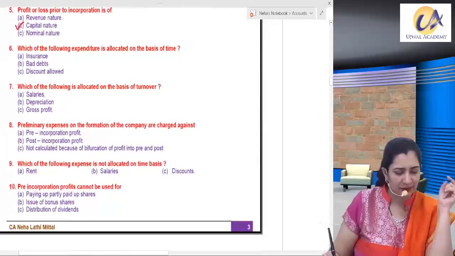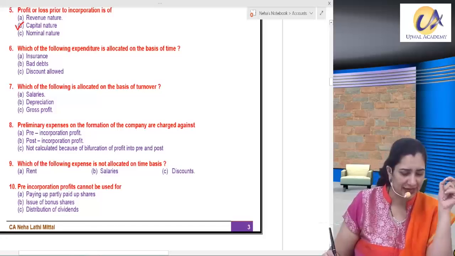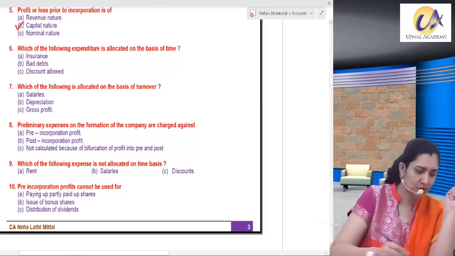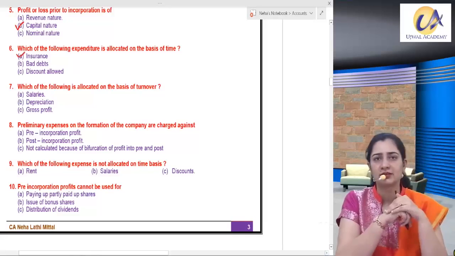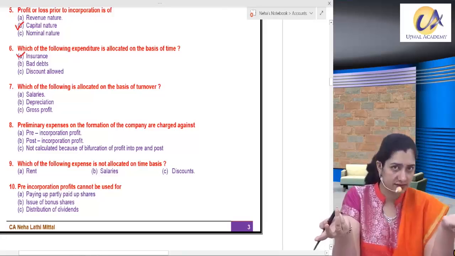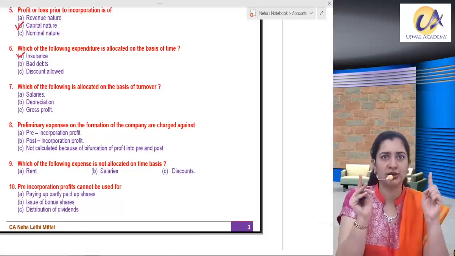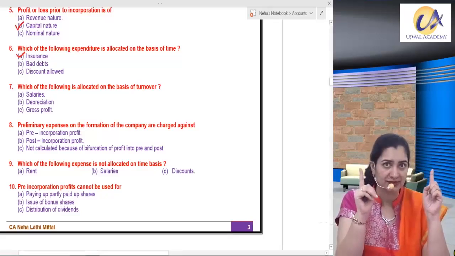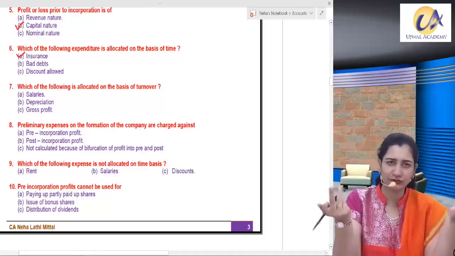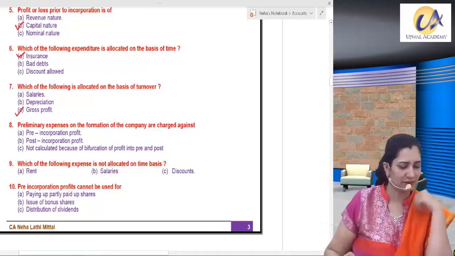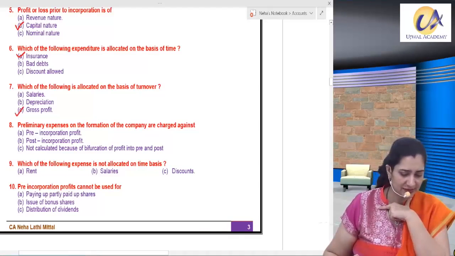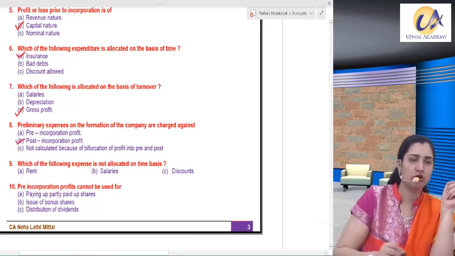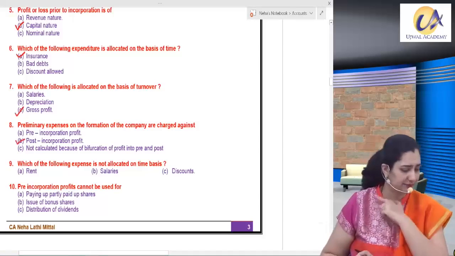Which of the following expenditure is on basis of time? Time, which is fixed. I'm sure you got it. Insurance. See, insurance example we had not even discussed. But you could think logically and do it, right? That is important. Which of the following is turnover basis? Salary, depreciation, the fixed I know. Gross profit is turnover basis. Preliminary expenses are charged post incorporation because it is for the company.